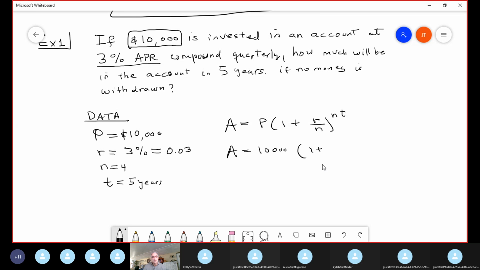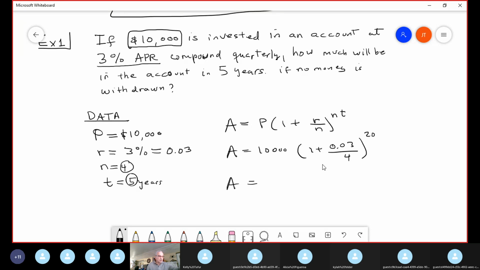1 plus 0.03 divided by 4, because N is 4, and everything raised to the multiplication NT. N is 4, T is 5, so 20. The exponent is 20. Where does this 20 come from? Multiplication of 4 and 5. And this is the thing I try to put in the calculator. Please help me with the calculator.